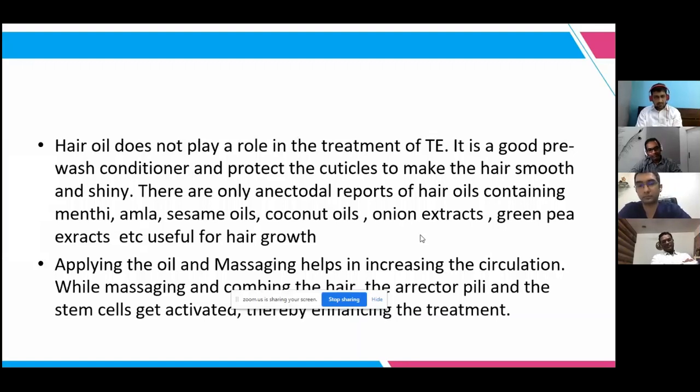It helps in increasing the circulation. What happens while massaging and combing? It seems the erector pili and the stem cells attached near the erector pili get activated. That is the reason why Indians go on combing their hair. Probably that is the reason why their hair is growing. I don't know, but this is one of the articles which I read, and applying oil and massaging the hair definitely helps the circulation and the stem cells, it seems. So that is one of the things which I just wanted to point out.